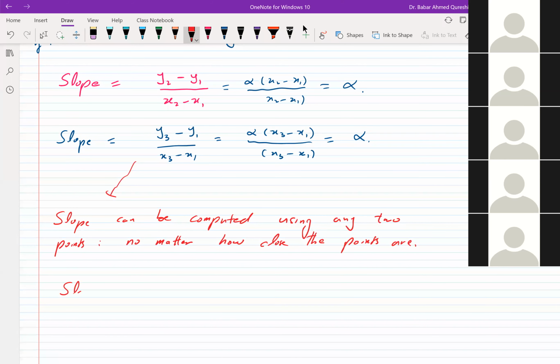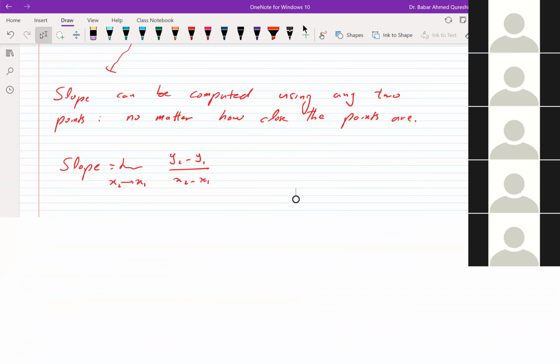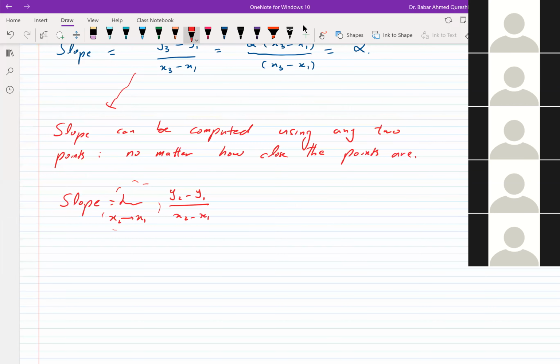So you can, for example, compute the slope by doing y2 minus y1 over x2 minus x1. And then you take that x2 extremely close to x1. I haven't defined it properly, this symbol, but I'm using it in the same sense as I used last time, that bring them very close.